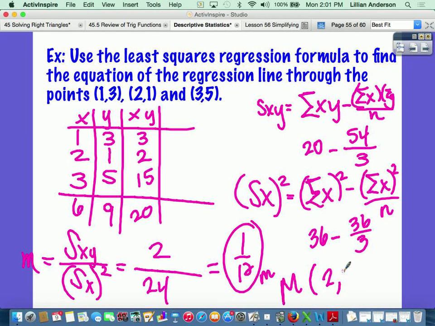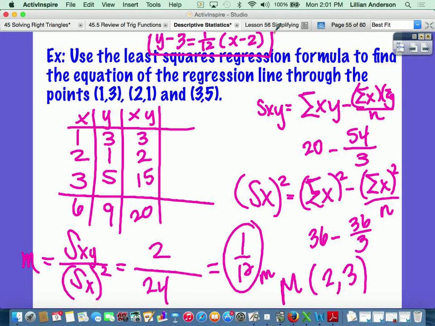9 divided by 3, because it's 3 points. So this is the slope, and this is the point that we're going to use to write our equation. So y minus 3 is equal to 1/2 times x minus 2. Then of course you can distribute and add 3 over to get the line in slope intercept form. And that would be your equation.